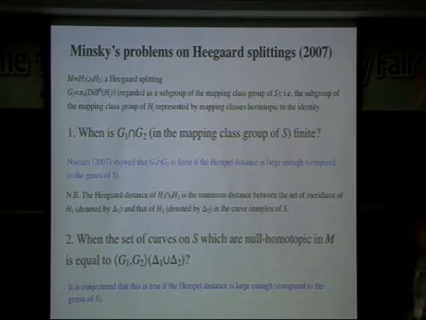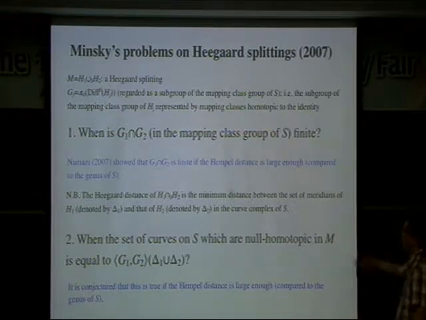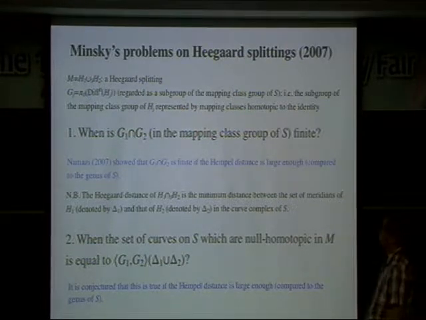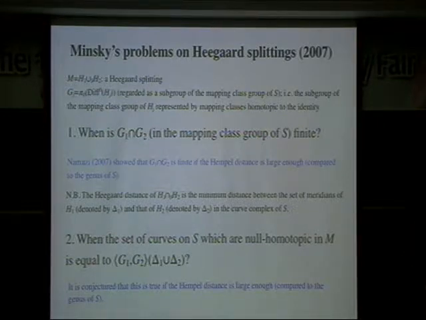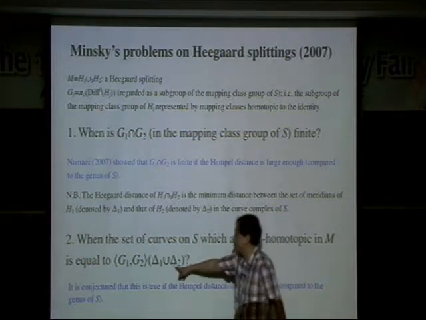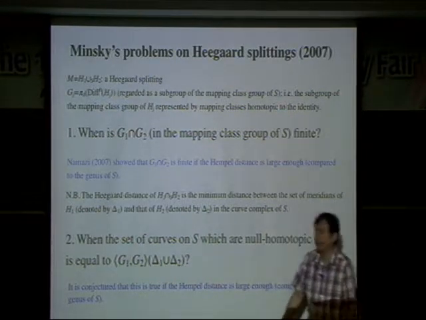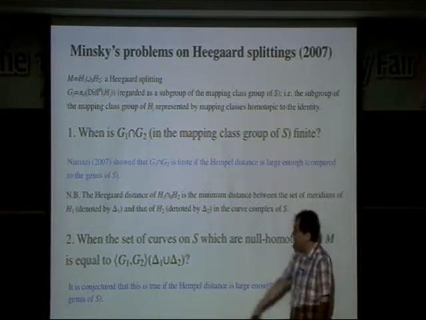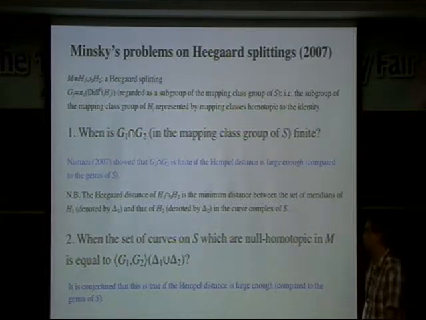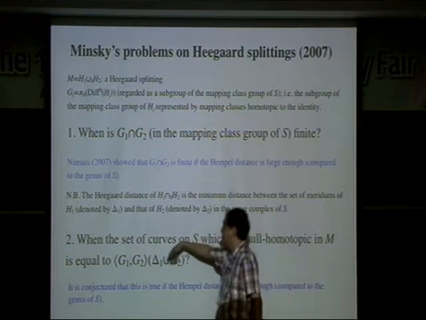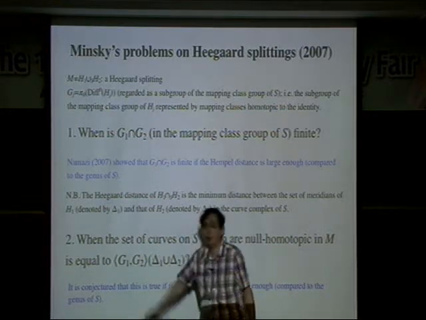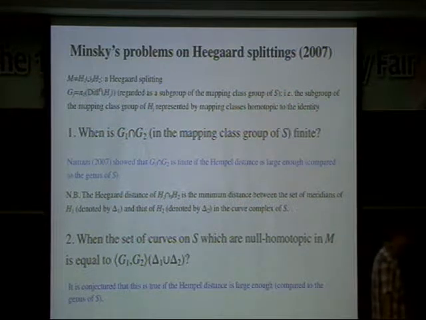So the second problem posed by Minsky is the following. The set of simple curves on S which are not homotopic in M coincides with this. Here, delta 1 is the set of meridians of H1, and delta 2 is the set of meridians of H2. And you consider all the translates of this set by the group generated by G1 and G2.